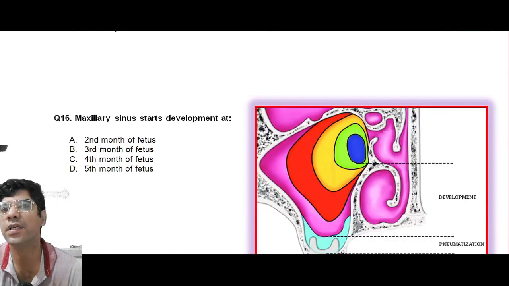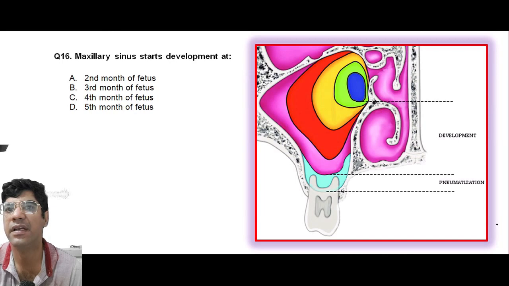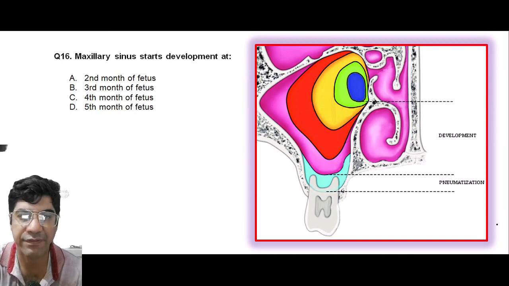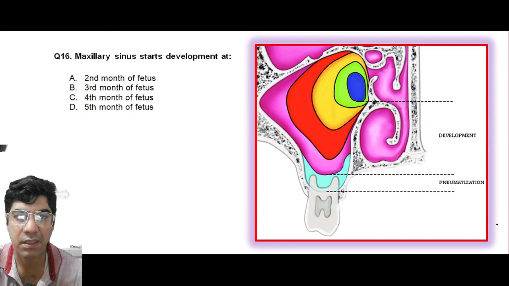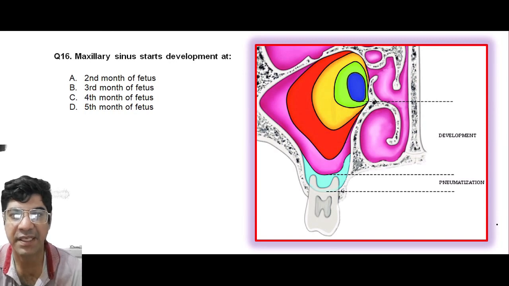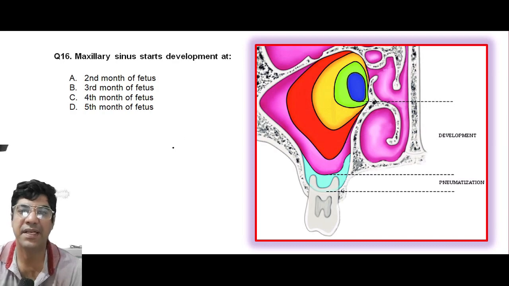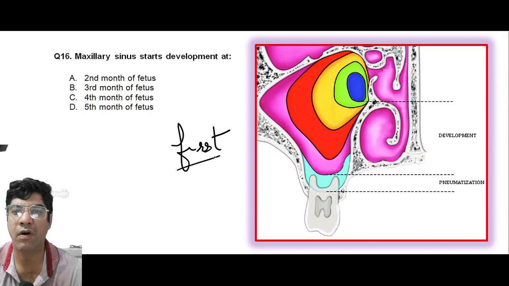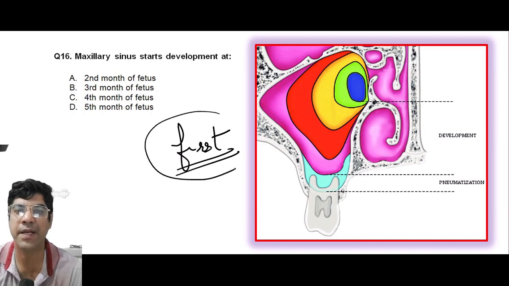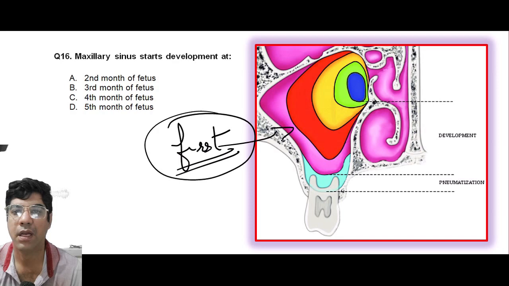Moving to the next question, the maxillary sinus starts developing in the 3rd month of fetal life. Maxillary sinuses are the air containing spaces that occupy the maxillary bone bilaterally. So the maxillary sinus begins in the 3rd month of fetal development. Remember, the maxillary sinuses are the first of all paranasal sinuses to begin their development during embryonic growth.